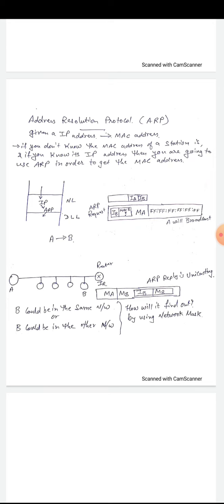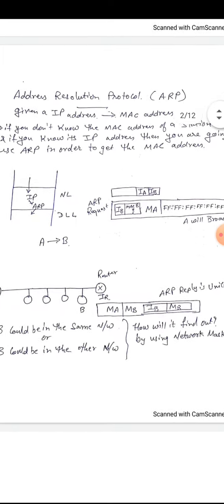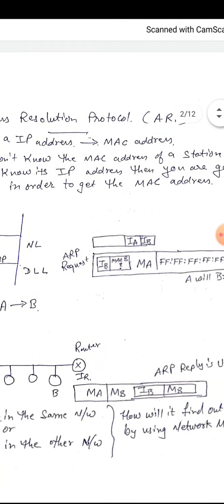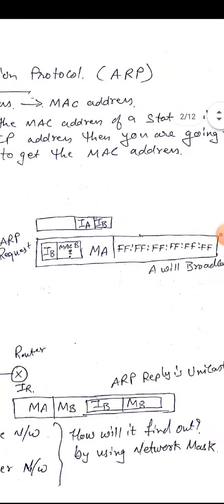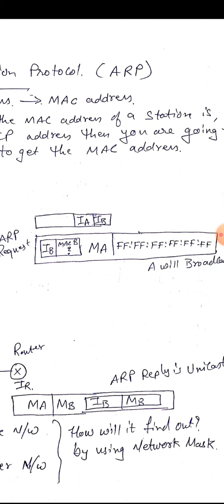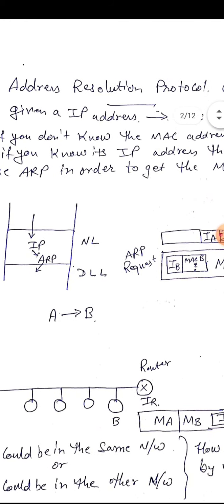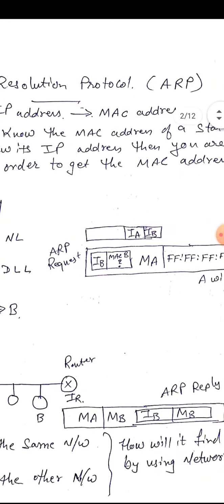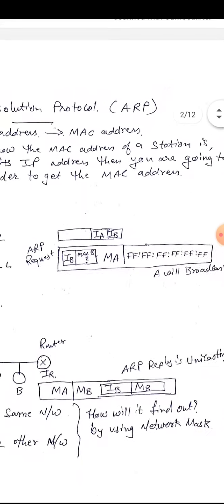Here, IA and IB are the IP addresses of the two machines. The request packet would be generated by ARP, and this ARP request packet would then be submitted to the IP. Again, IP sends the information to ARP, but after the request packet is generated, it is submitted to the IP, and then to the data link layer. In that way it is going to happen.